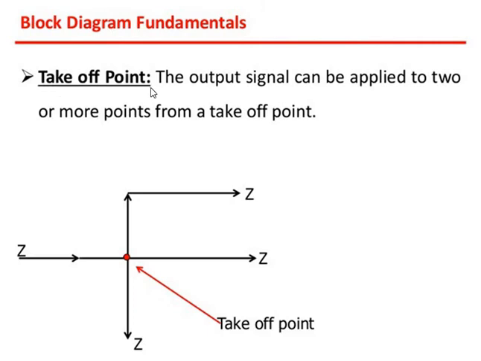Now takeoff point. The output signal can be applied to two or more points from a takeoff point. That means the point from which we take the signal is known as the takeoff point, and the taken signal is given to two or more points. Here the takeoff point is this, and the signal taken is z, and this z is given to different blocks. So this is block 1, this is 2 and this is 3.